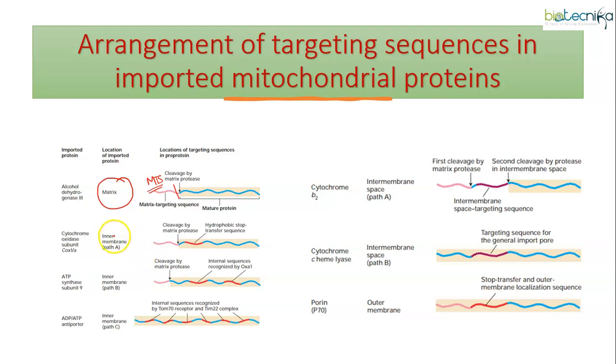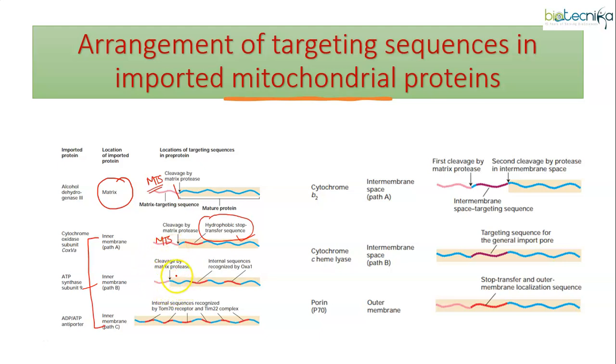If we compare it with the proteins of the inner mitochondrial membrane, we have 3 different pathways for that. So we have 3 different types of sequences. What are they? The very first type of polypeptide is a mature protein with a hydrophobic stop transfer sequence and an MTS, that is matrix targeting sequence. Once they reach the destination, it will be cleaved. So this stop transfer sequence will help in anchoring it to the inner mitochondrial membrane.